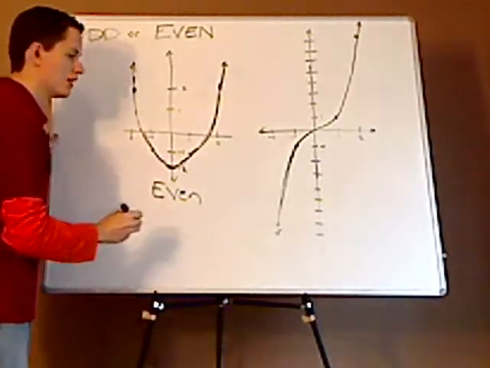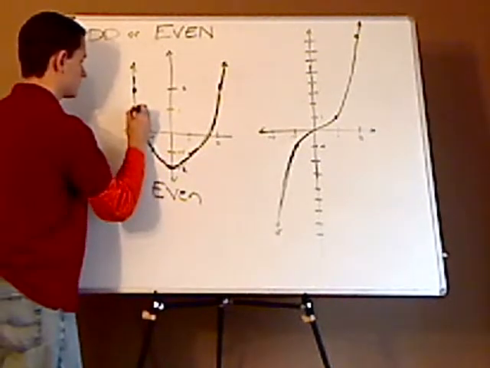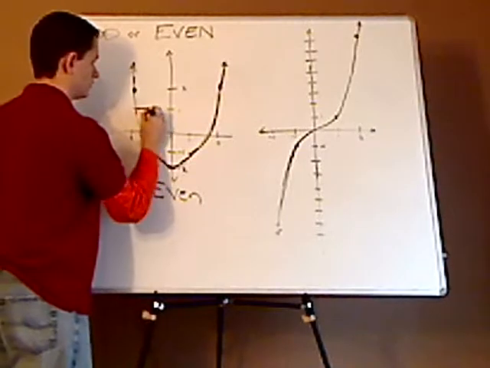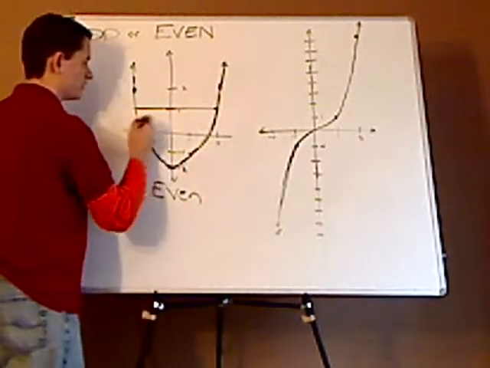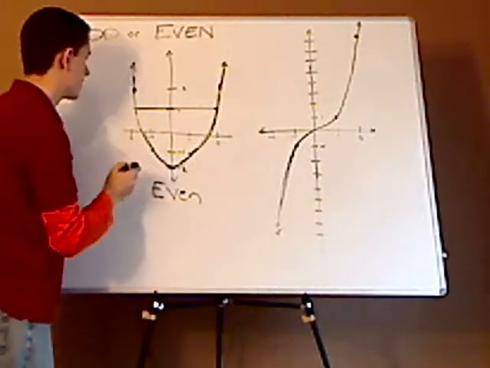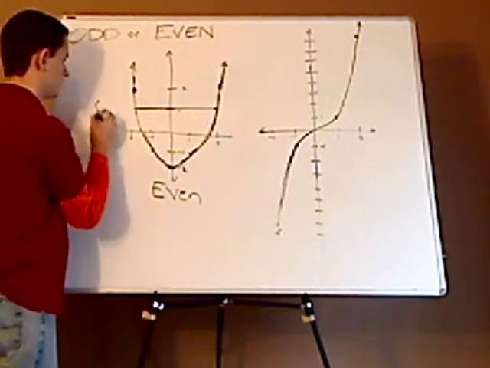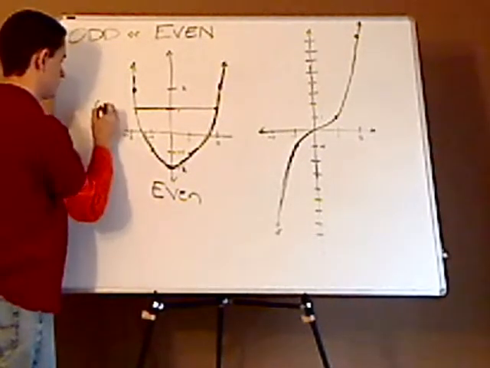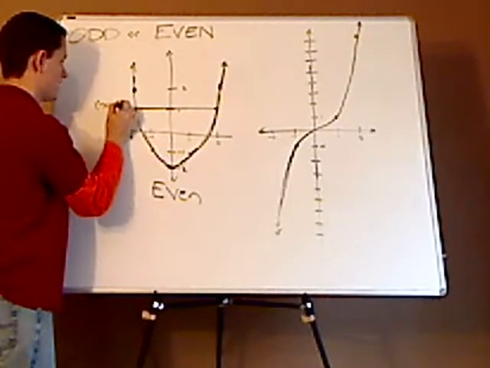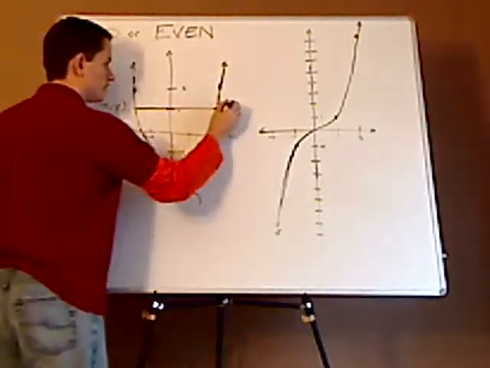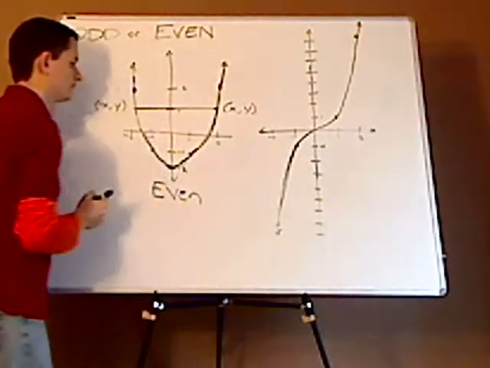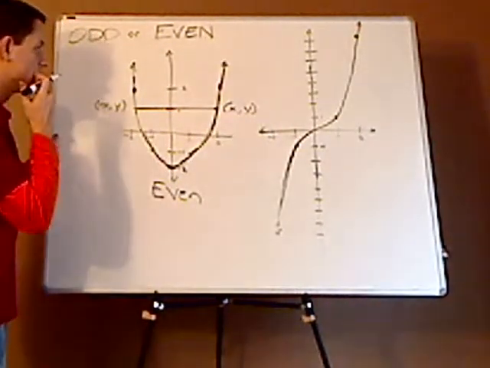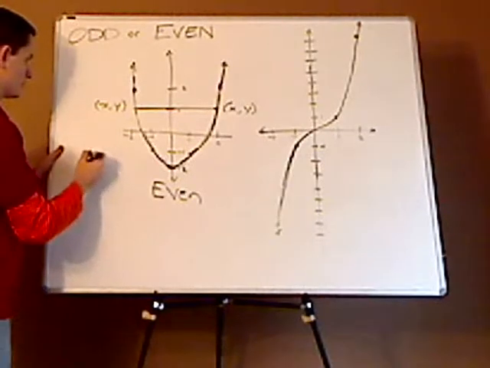Now, to determine that, if I was to select this point here, and that point there. And notice that this might not be an exact parabola. This is a negative x and it has the same y. This is the positive x and it has the same y.